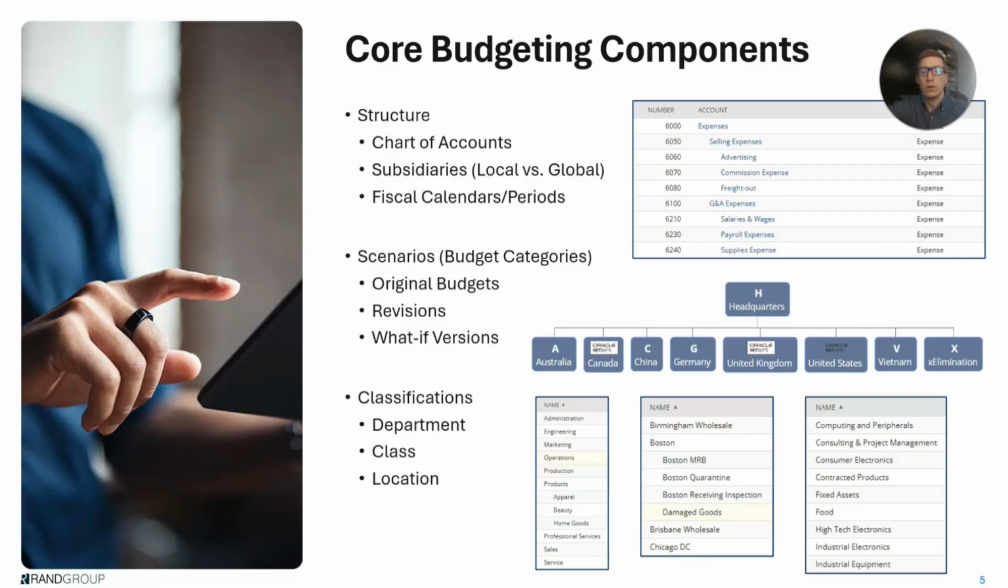Number two, your subsidiary hierarchy. You can budget locally for a specific sub or globally for a subsidiary grouping based on your hierarchy.